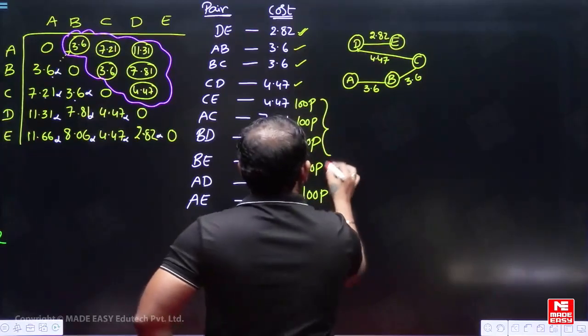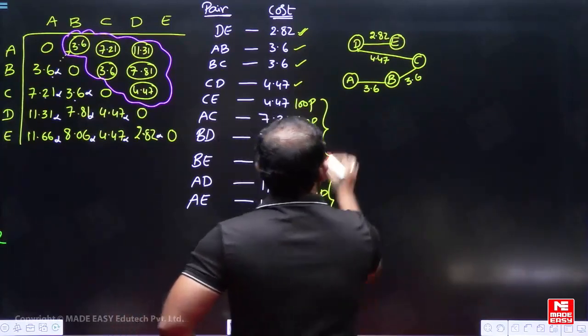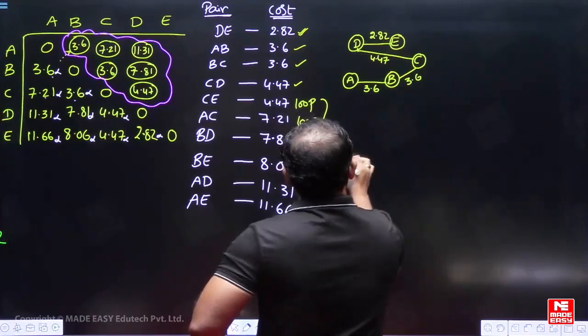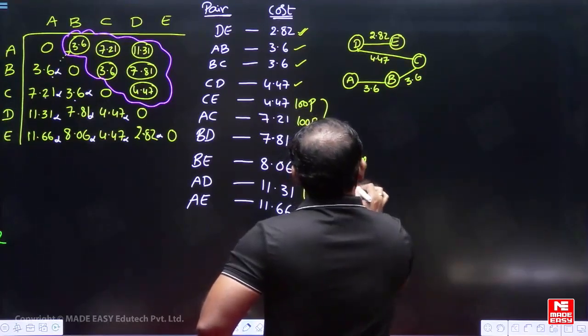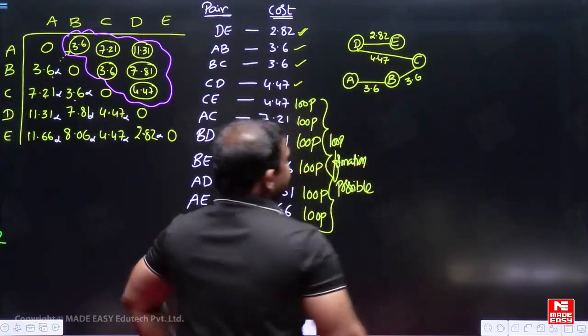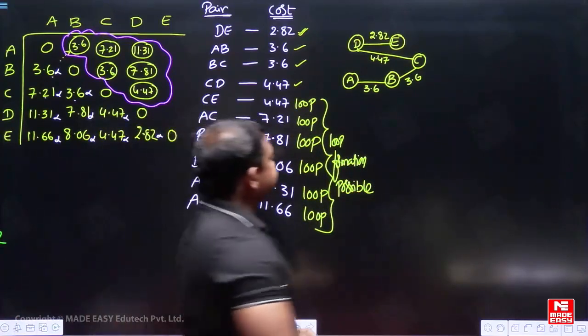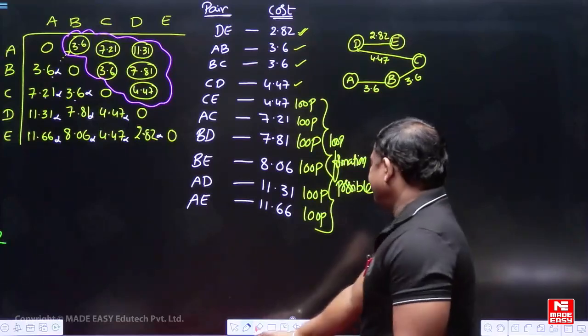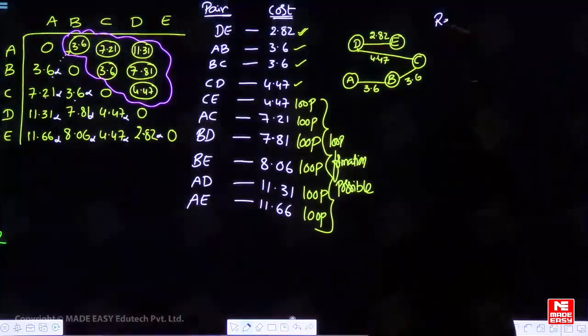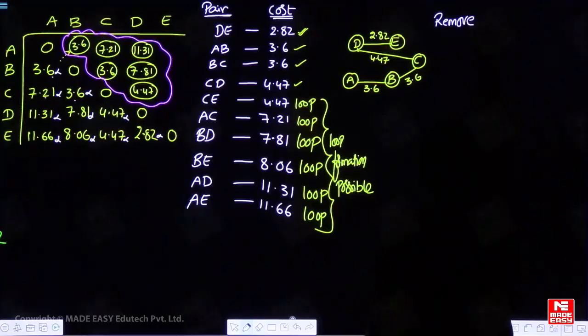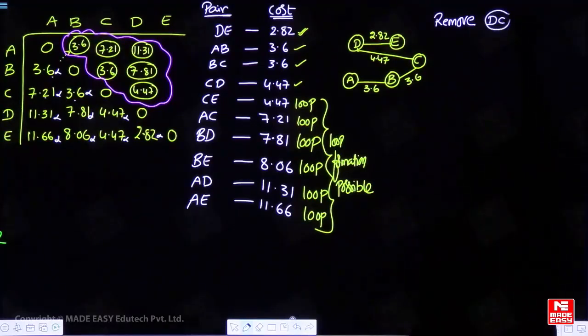So these are the possibilities of loop formation. So minimum spanning tree means there is no self loop in the tree. Okay. Now immediately apply the complete linkage. That means remove BD, sorry, remove DC edge.